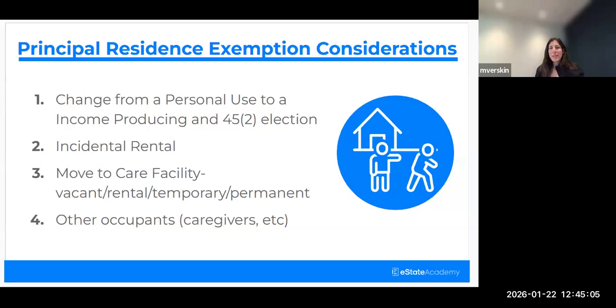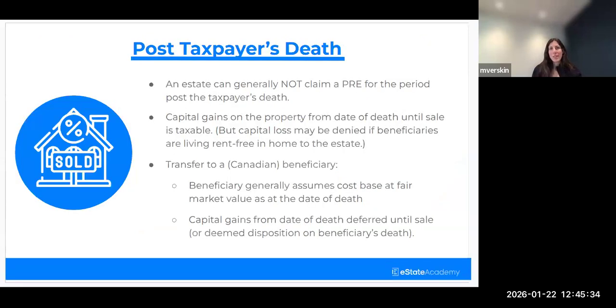Other occupants like caregivers shouldn't change things. So if you're sharing your home with family members, that's certainly not an issue. If you have a caregiver that's staying with you, again, if it's one caregiver who's got a room in the basement and they're effectively renting from you, I would consider that incidental rental. If you start to provide rental facilities to your caregiver and all of their friends, maybe you have a rental operation. So again, fact specific, but we're focusing on whether or not it's incidental.